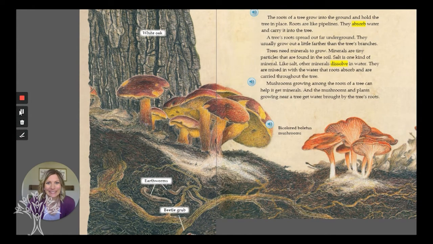Roots are like pipelines. They absorb water and carry it into the tree. A tree's roots spread out far underground. They usually grow out a little farther than the tree's branches.